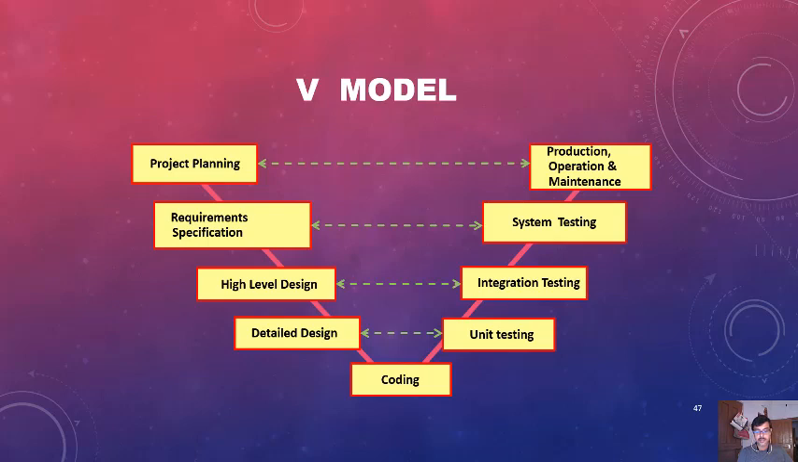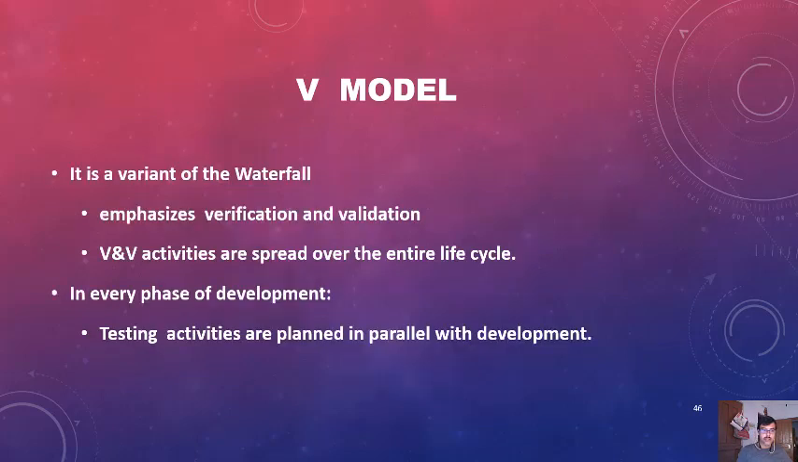As in the case of the waterfall model, the V model should be used when all the requirements of the project are available at the beginning of the project. All the requirements are fixed at the start of the V model. So the V model is one type of variant of the waterfall model. It emphasizes verification and validation.